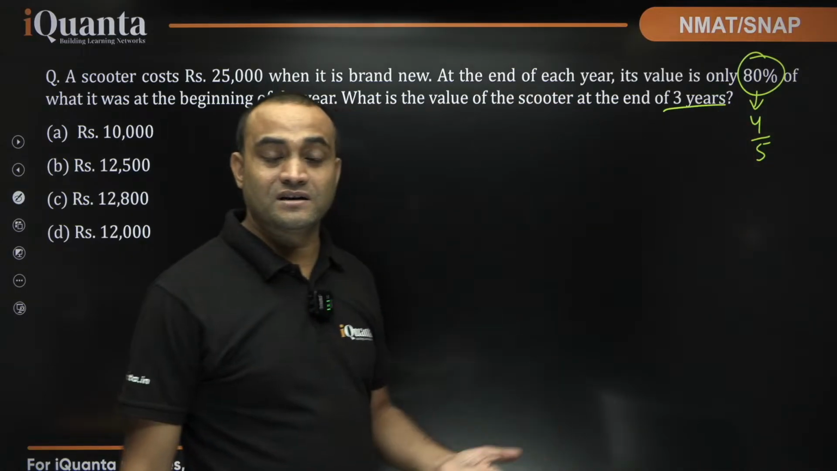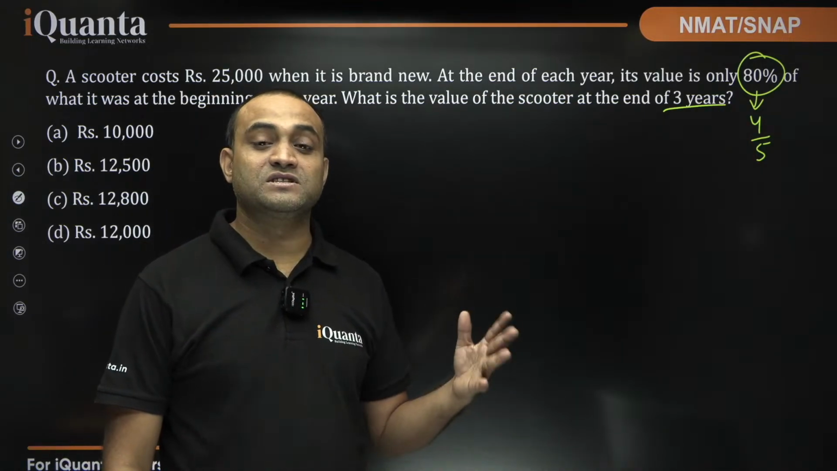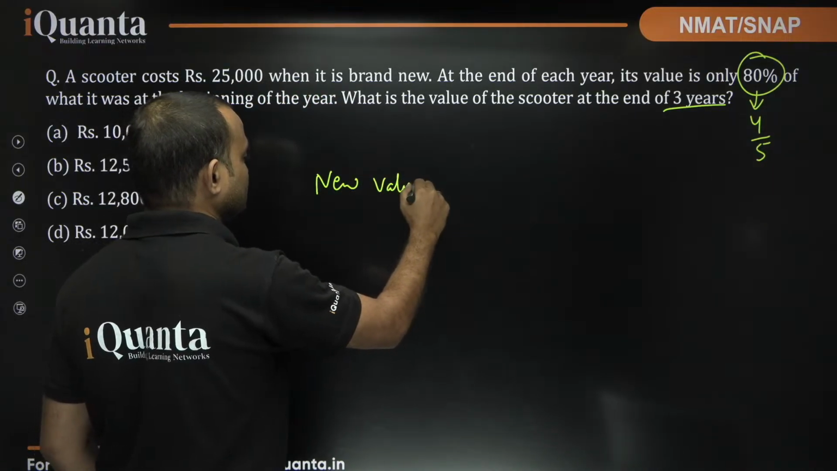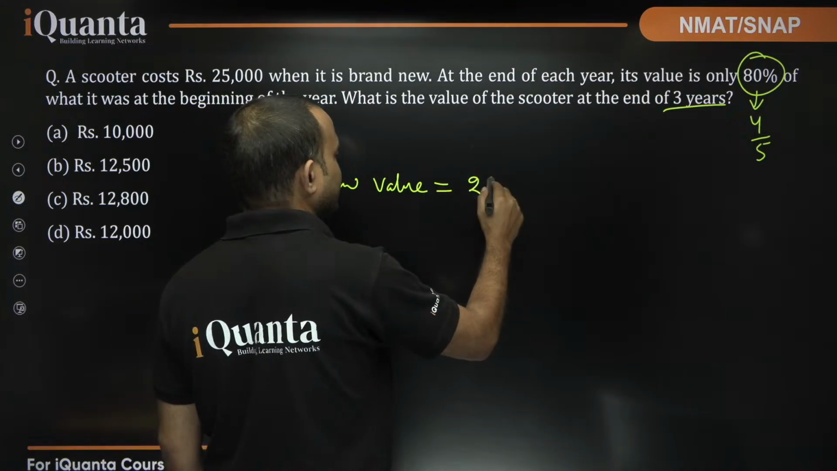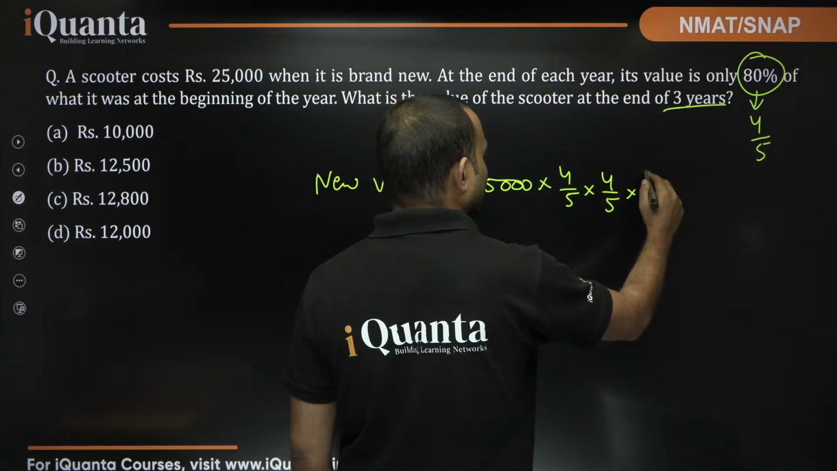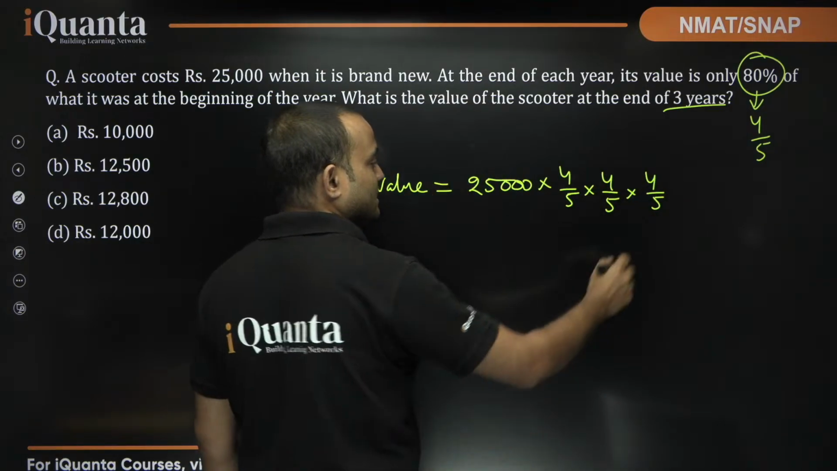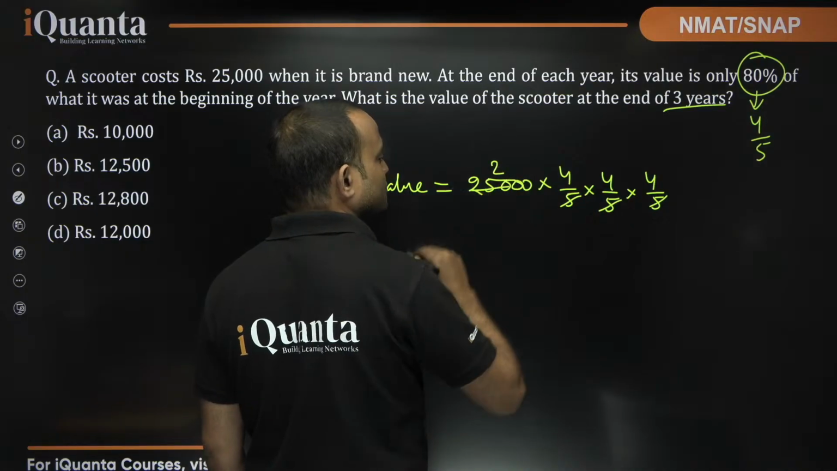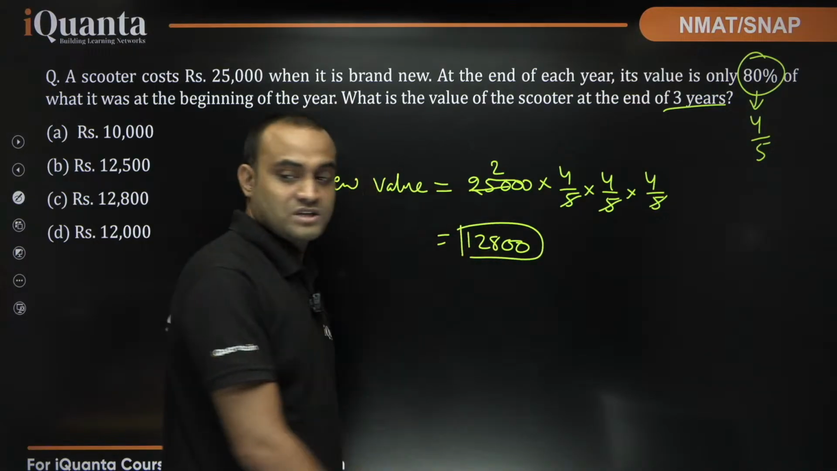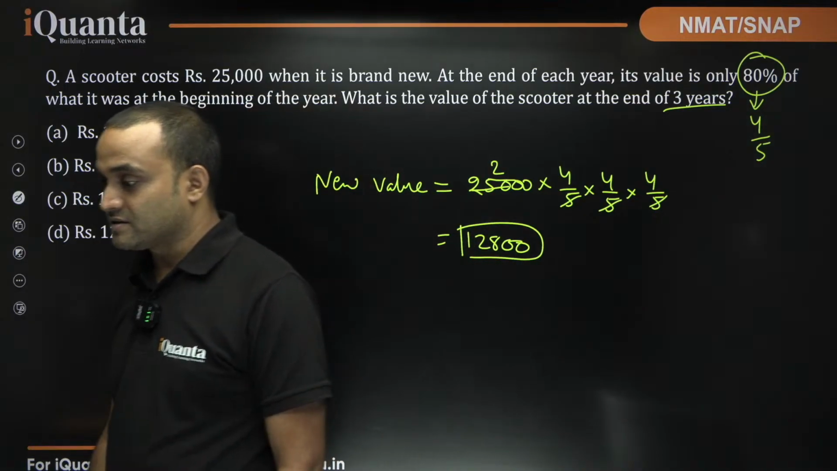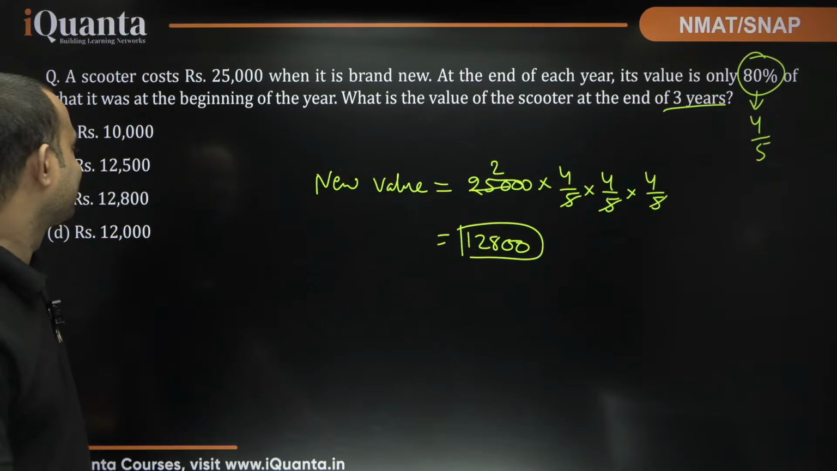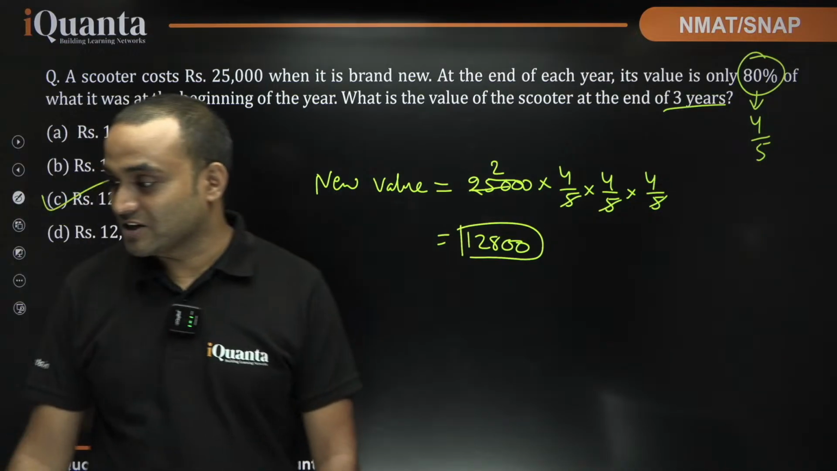So after every year, the value will remain 80%, means the value will remain 4 by 5 of the previous. So what we can say? New value will be equal to 25,000 into 4 by 5 into 4 by 5 into 4 by 5, right? And that will be equal to 64 into 2, 12,800, right? So the answer is option C, 12,800.